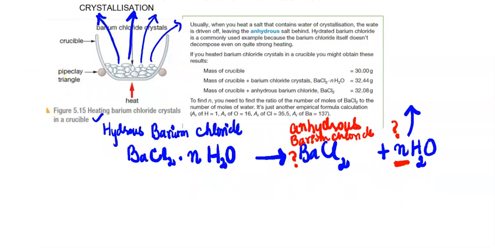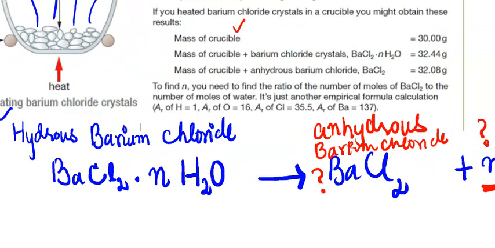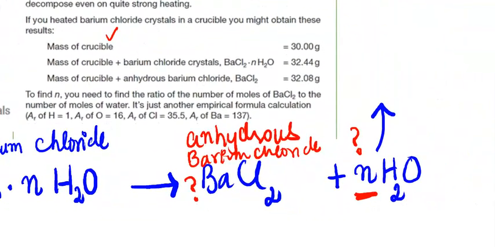Here we are provided with data: mass of crucible 30.0 gram, mass of crucible plus barium chloride crystals having water molecules in it is 32.44, and mass of crucible plus anhydrous barium chloride 32.08. After heating we get anhydrous barium chloride. So let us solve it first. To start our question, we need the mass of barium chloride, because we just need to work out the number of moles here and the number of moles here, right? So first of all, we need the mass of barium chloride.